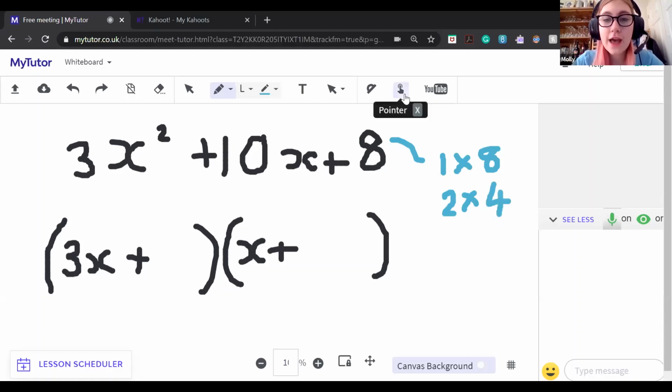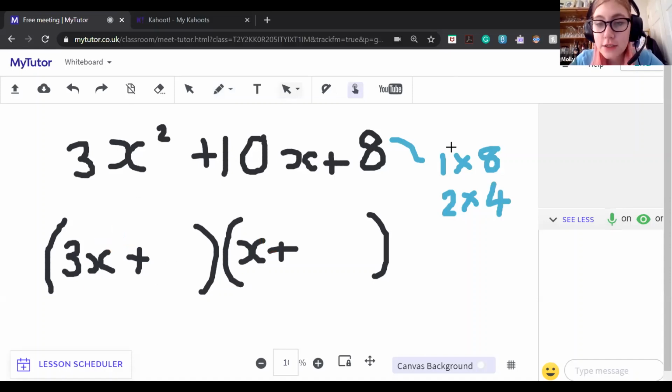And now we want one where if we multiply one by 3 and the other by 1, it makes 8. So 3 times 1 plus 8, no, that's 11, not 10. 3 times 8 plus 1, no, that's 25. 3 times 2 plus 4, that works.